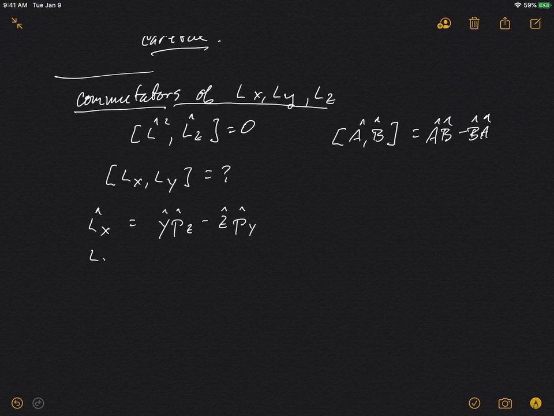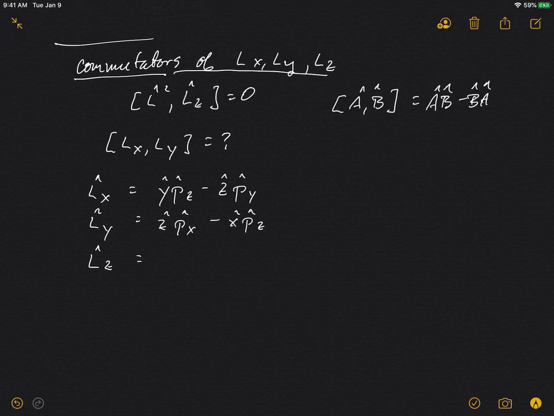Okay, so here's our Lx, our Ly. Again, you can go back to the classical version of this, look at the associated determinant, and then plug in the quantum mechanical operators, and you'll get these expressions for Ly, that involves rotation in the xz plane, and it's z px minus x pz, and Lz is x py minus y px.